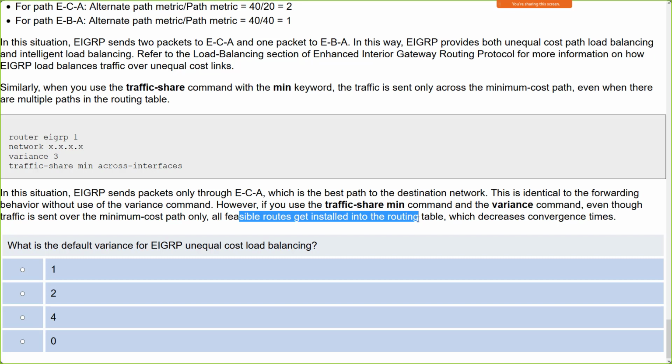What is the default variance for EIGRP unequal cost load balancing? The default variance is 1, which means only ECMP is going to be used. Unequal cost load balancing is not an option. All right, not 2, 1.